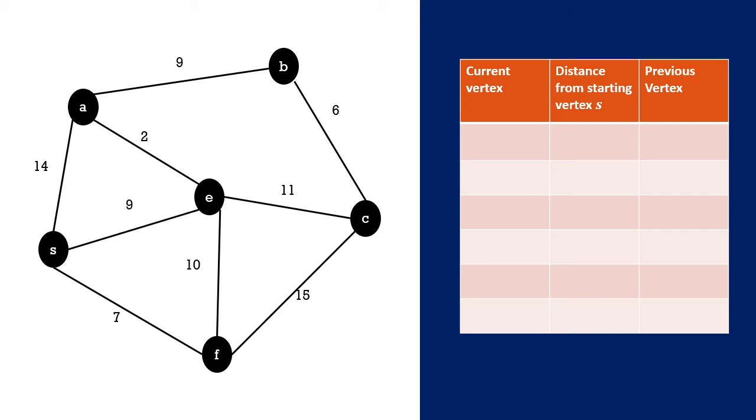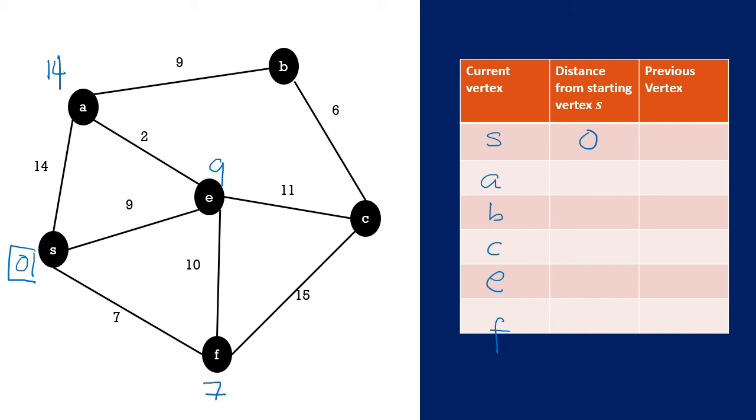Okay. So first, let us write down the vertices that we have. We have S, A, B, C, E, and F. Of course, we will start at vertex S. So that's 0, distance of 0. And then we will look at the adjacent vertices. So we have A, E, and F. Okay, and then we will write down the distances. So the distance of A is 14, of E is 9, of F is 7.